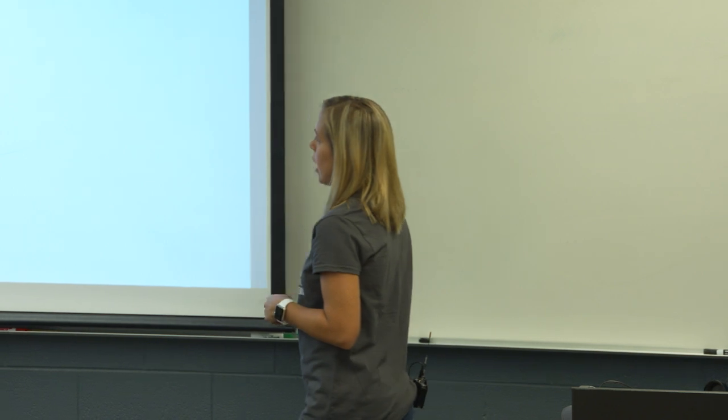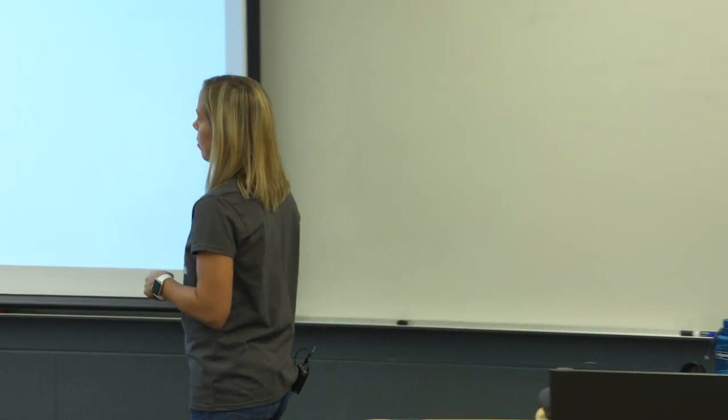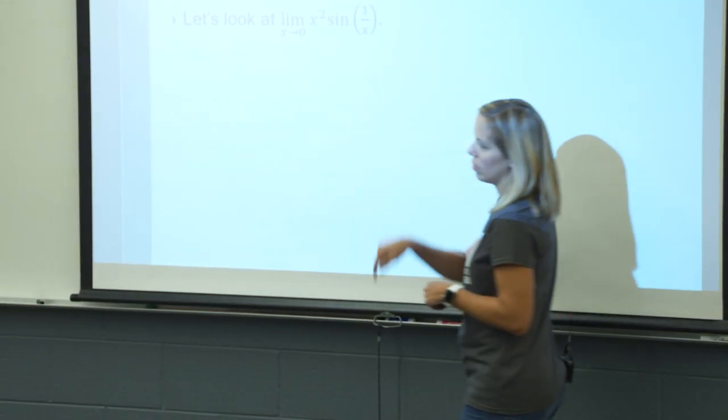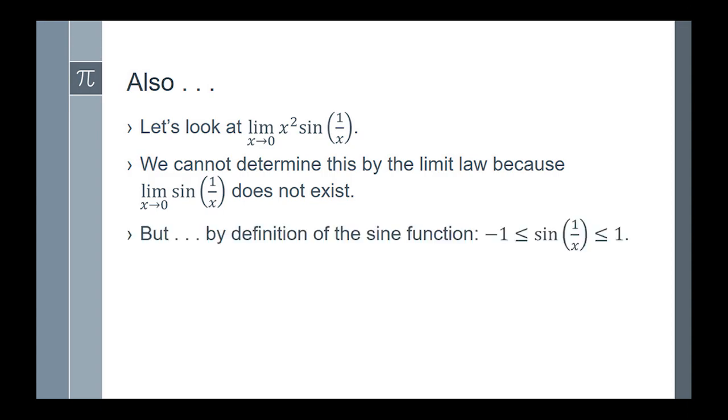Okay, one more. Let's look at the limit as x approaches 0 of x squared times sine of 1 over x. So again, we have this problem where we have essentially 0 in the denominator. We can't just use the limit law because the sine of 1 over x does not exist as the limit approaches 0. But by definition of the sine function, we know that the sine of the function lies between -1 and 1. Okay? So sine of 1 over x has to be somewhere between -1 and 1.